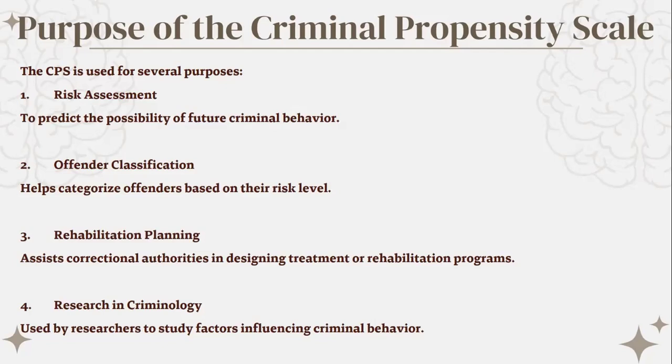The CPS, criminal propensity scale, is used for several purposes. The main purpose is risk assessment, to predict the possibility of future criminal behavior. This is very important because nowadays many prisons are doing this study. Even the MHA has asked me to do this study for risk assessment, because people have the possibility to commit crime, so we can assess that. Offender classification: we can categorize offenders based on their risk level. Rehabilitation planning: we can conduct rehabilitation programs in the prisons. And we are doing research in criminology to find out which factors influence criminal behavior more.